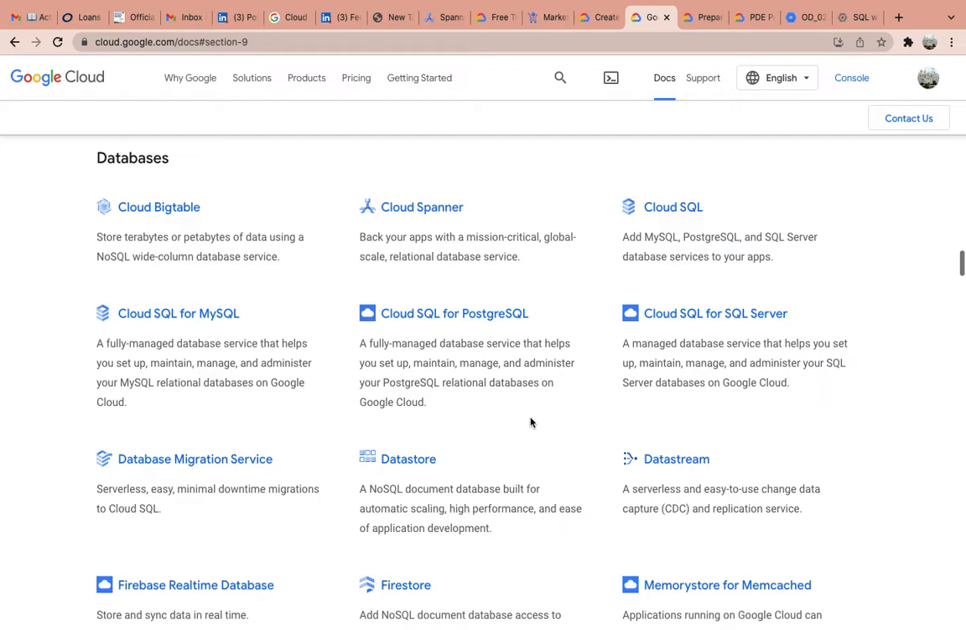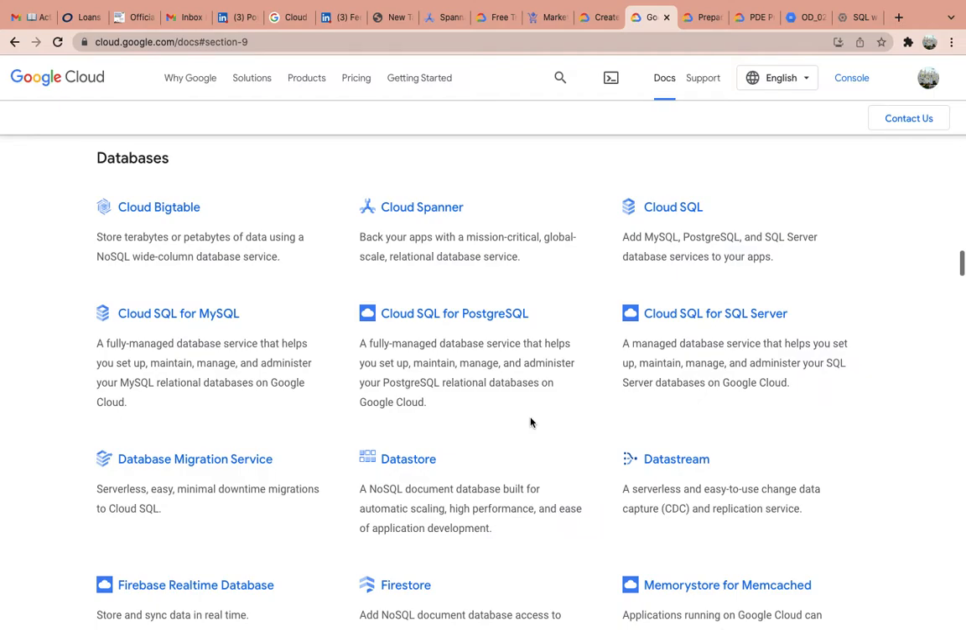Now oftentimes people get confused with Bigtable versus BigQuery. Remember, BigQuery is a data processing service. It is a storage plus compute service. But Bigtable is really a database. It is a NoSQL wide-column database.